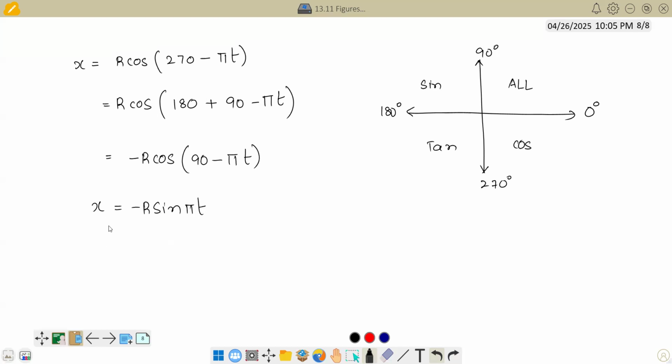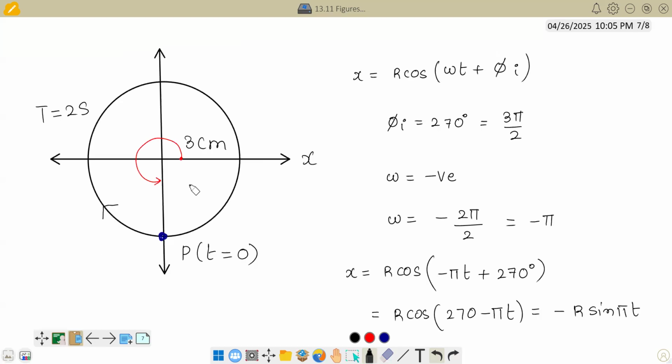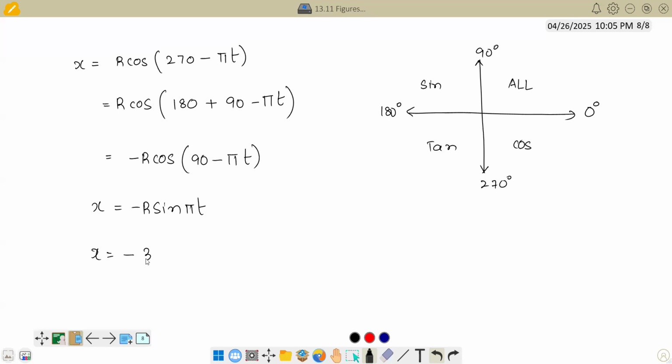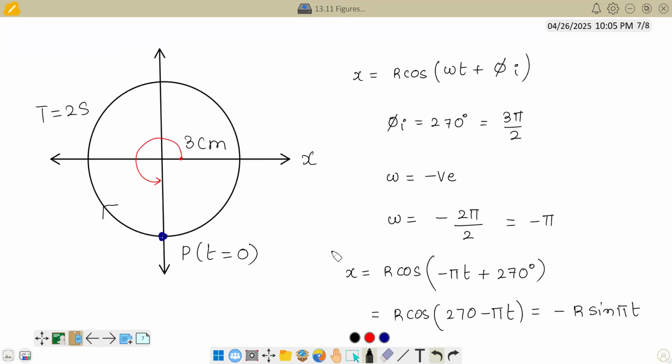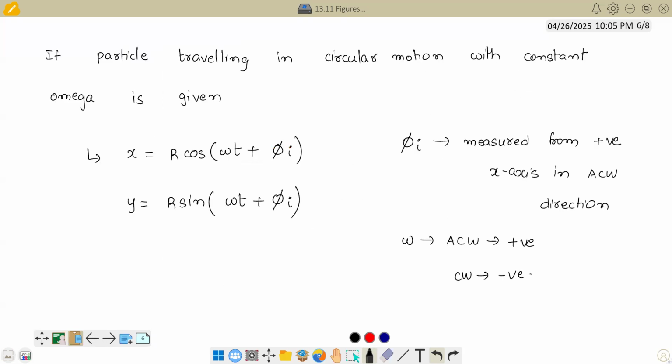But if you know it in one step, we can say x equals minus r sin pi t. So minus r value is given as 3. So minus 3 sine pi t. So this is the way to do it. I'll solve the same problem in another method, but I personally like this way to solve the problem. Simply use one expression and solve all the problems.